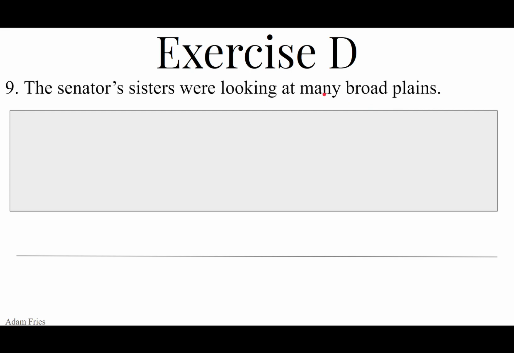So many is going to be multus, a, um, to agree with plains, and broad is going to be latus, a, um, to agree with plains, which is campus, i, masculine. We want the direct object accusative case, plural masculine of campus, so that's campos. We also want broad, latus, a, um, to be accusative plural masculine, so latos, and many to be accusative plural masculine, so multos. Multos campos, then latos. The adjective indicating quantity precedes a noun. The adjective indicating quality goes after, follows the noun. So altogether we could say, Senatoris sorores multos campos latos spectabant.